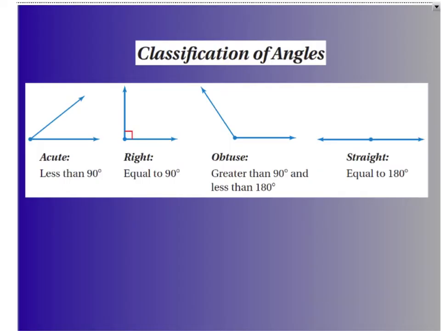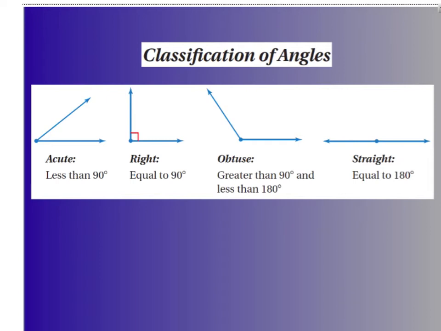We are going to start with the classification of angles, and most of this should be review, but we're going to write it down anyway. So we have an acute angle, which is an angle that is less than 90 degrees. We have a right angle, which is exactly 90 degrees, and you're usually going to see that red square in the corner. We have an obtuse angle, which is greater than 90 and less than 180. And then we have a straight angle, which is equal to 180. And you have to know all four of them.